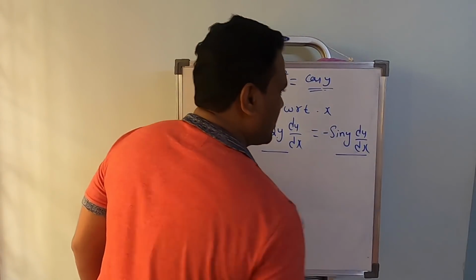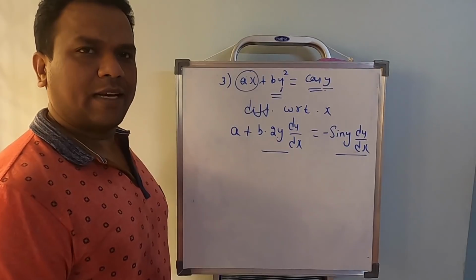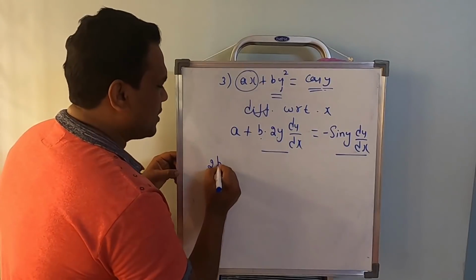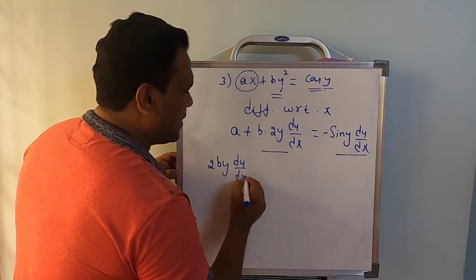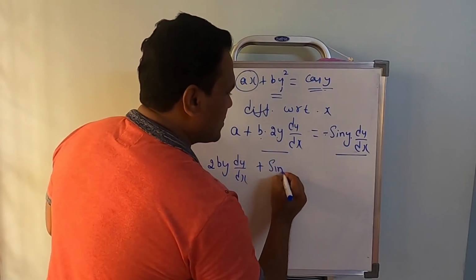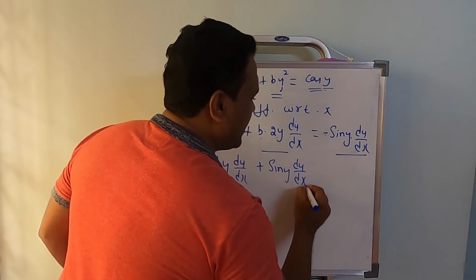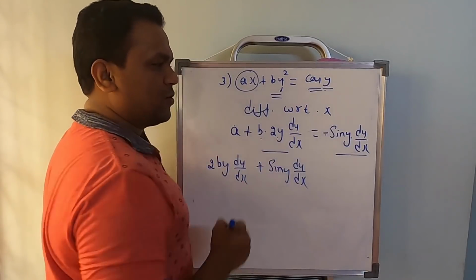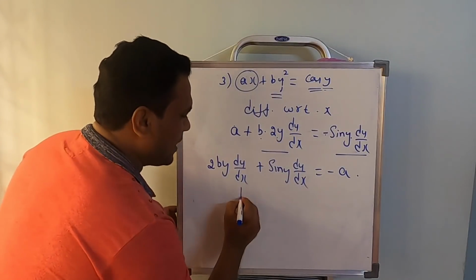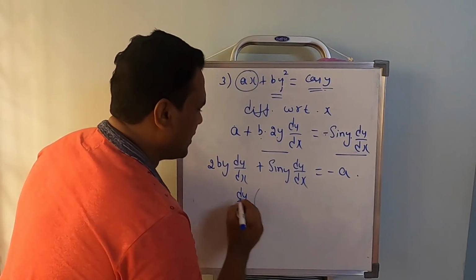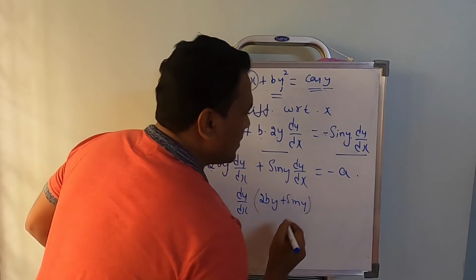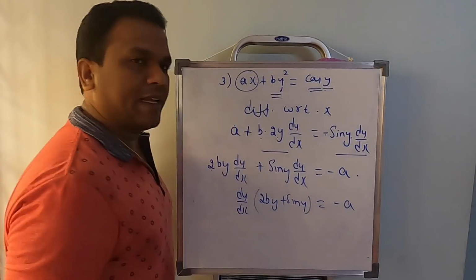Now notice these two terms contain dy by dx. Let's collect them to one side. So this can be written as 2by multiplied by dy by dx. I am shifting this, there is a minus sign, so this will become plus sin y multiplied by dy by dx. Remember, a has to be shifted to the other side, so this will become minus a. Now take dy by dx common in the left hand side. So the left hand side 2by plus sin y is equal to minus a.